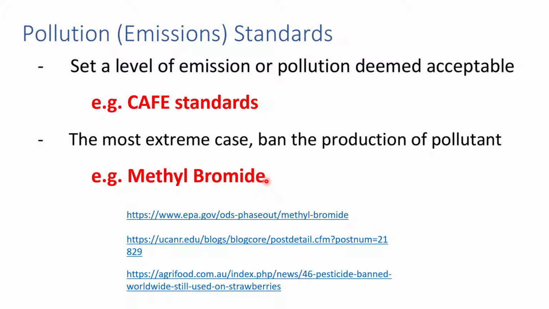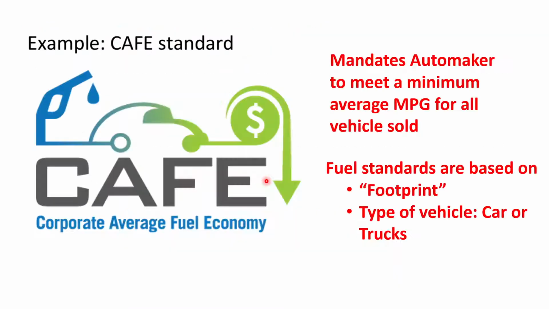Now, the CAFE standard. Just as an example, the goal of the CAFE standard is to reduce emission from automobiles, and the way that the EPA decided to do that is to mandate a corporate average fuel economy. So every automaker has to meet a minimum average miles per gallon for all of the vehicles sold.